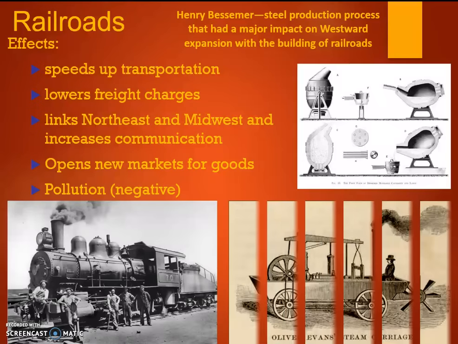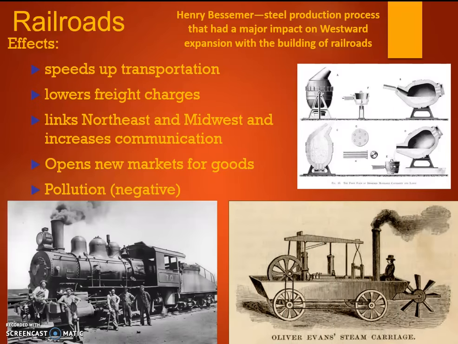Henry Bessemer is going to invent the steel production process that makes it cheaper to produce steel, and that has a major impact on your westward expansion as you're able to build more railroads even more cheaply.